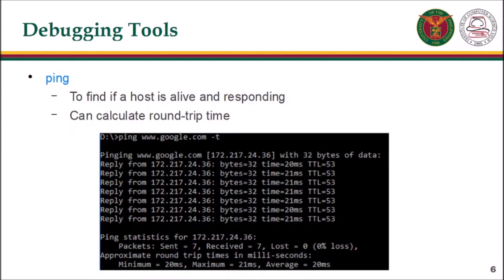Note that ping can calculate the round trip time. It inserts the sending time in the data section of the message. When the packet arrives, it subtracts the departure time from the arrival time to get the round trip time.